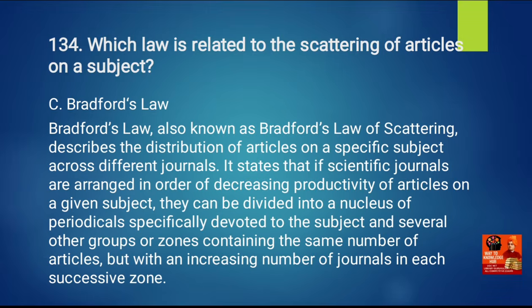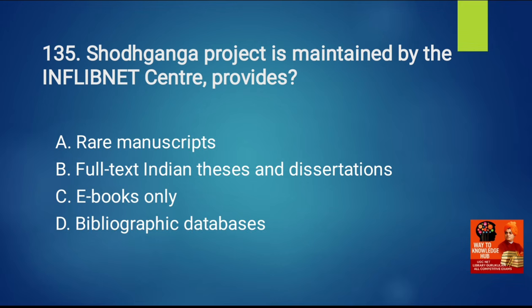Bradford's law, also known as Bradford's law of scattering, describes the distribution of articles on a specific subject across different journals. It states that if scientific journals are arranged in order of decreasing productivity of articles on a given subject, they can be divided into a nucleus of periodicals specifically devoted to the subject and several other groups or zones containing the same number of articles but with an increasing number of journals in each successive zone.